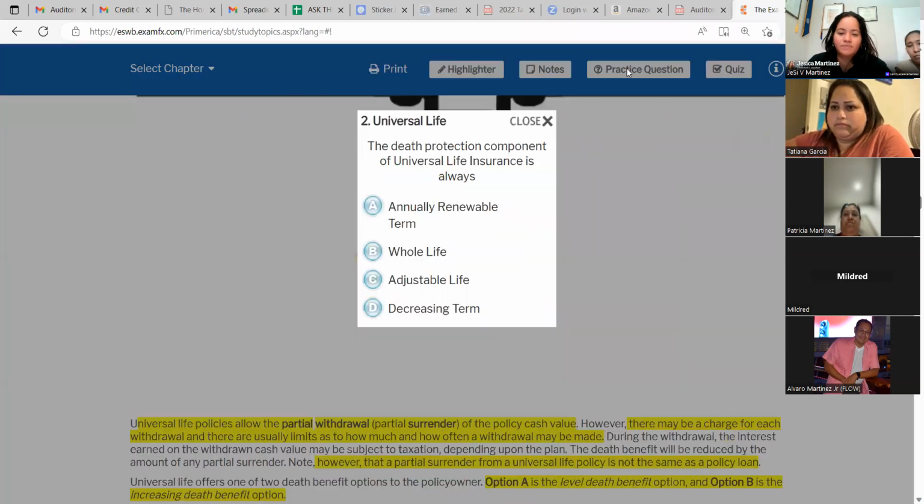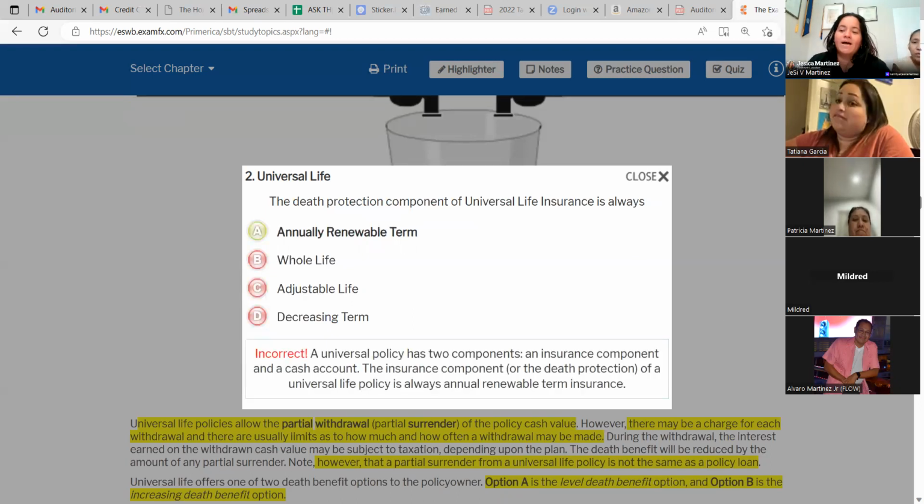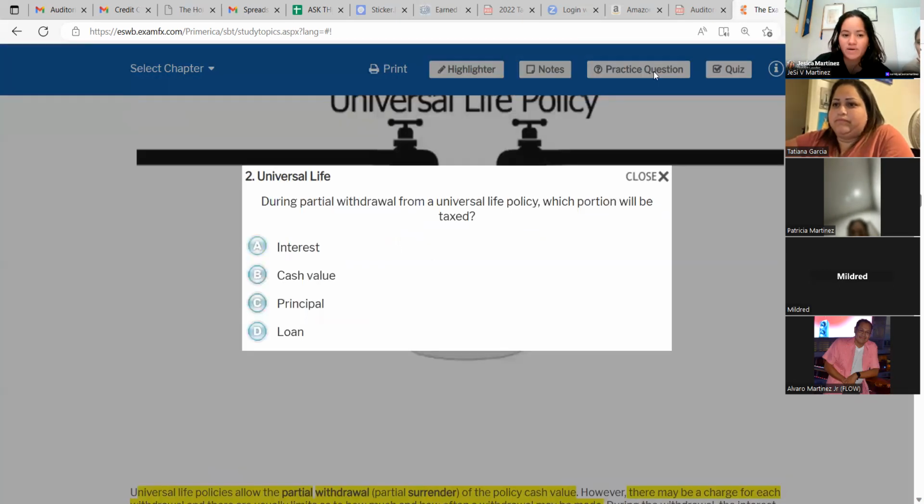A little bit more down. The death protection component of universal life insurance is always annual renewable term, whole life, adjustable life, or decreasing term. Whole life? Annual renewable term. So a universal policy has two components, an insurance component and the cash. The insurance component of a universal life is always annual renewable term.